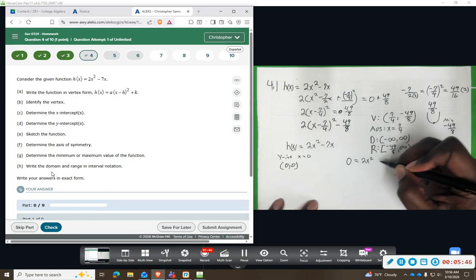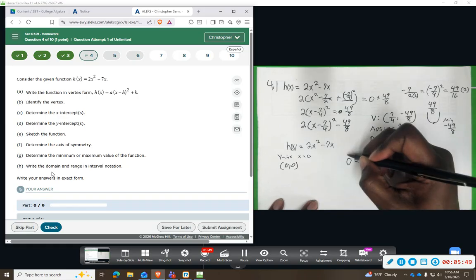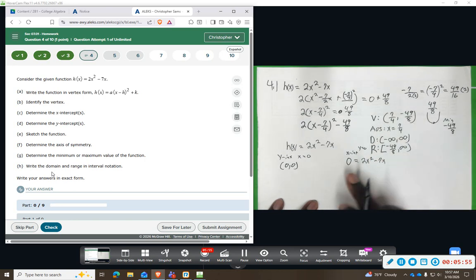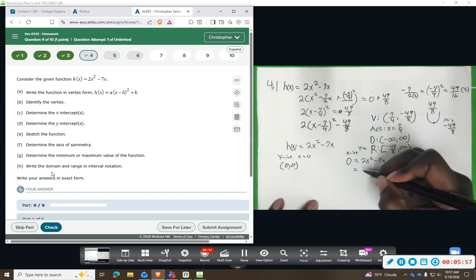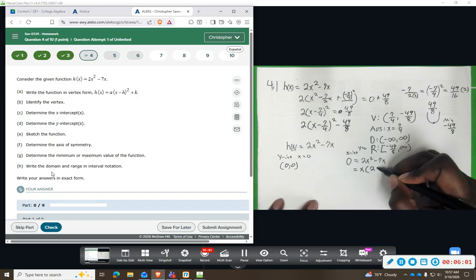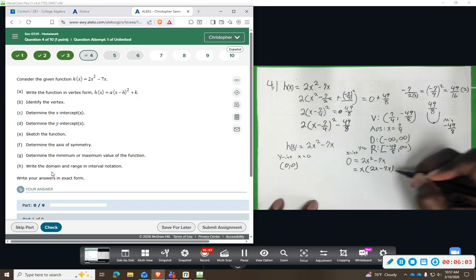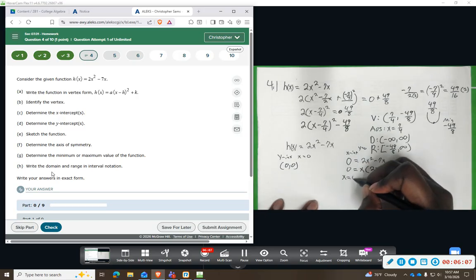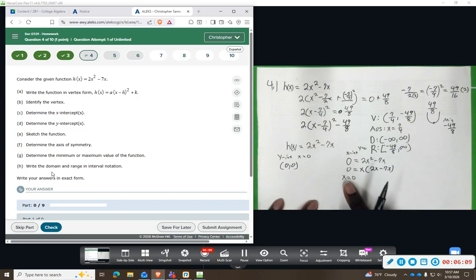So let's say 0 equals 2x squared minus 7x, and this is for the x-intercept. This time the y is 0. We will factor out an x. That will give us x times 2x minus 7. Set both of these equal to 0, so we get x equals 0. So when x is 0 and y is 0, we get that ordered pair 0, 0.